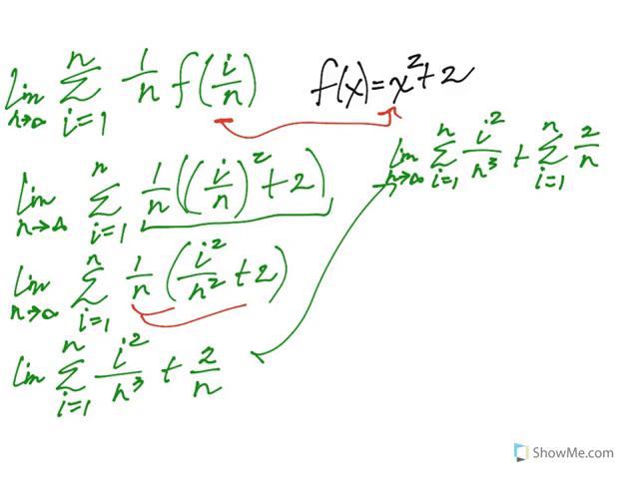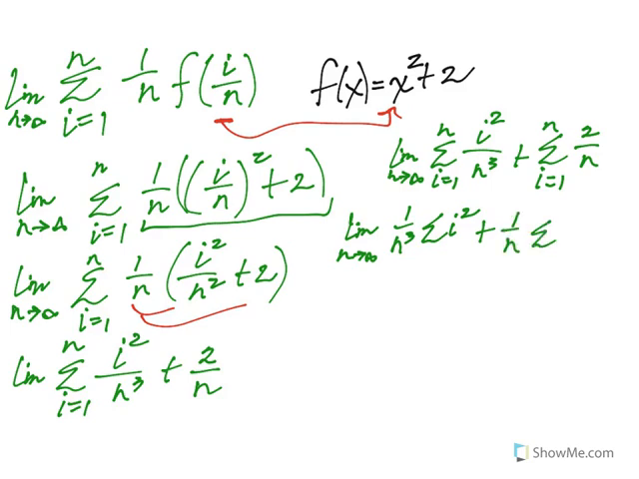So the next line, let me clean this up here just a little bit, get this out of the way. The next line then will be the limit as n goes to infinity of 1 over n cubed times the sum of i squared. The next will be 1 over n times the sum of i equals 1 to n of 2. This is, by the way, also i equals 1 to n.